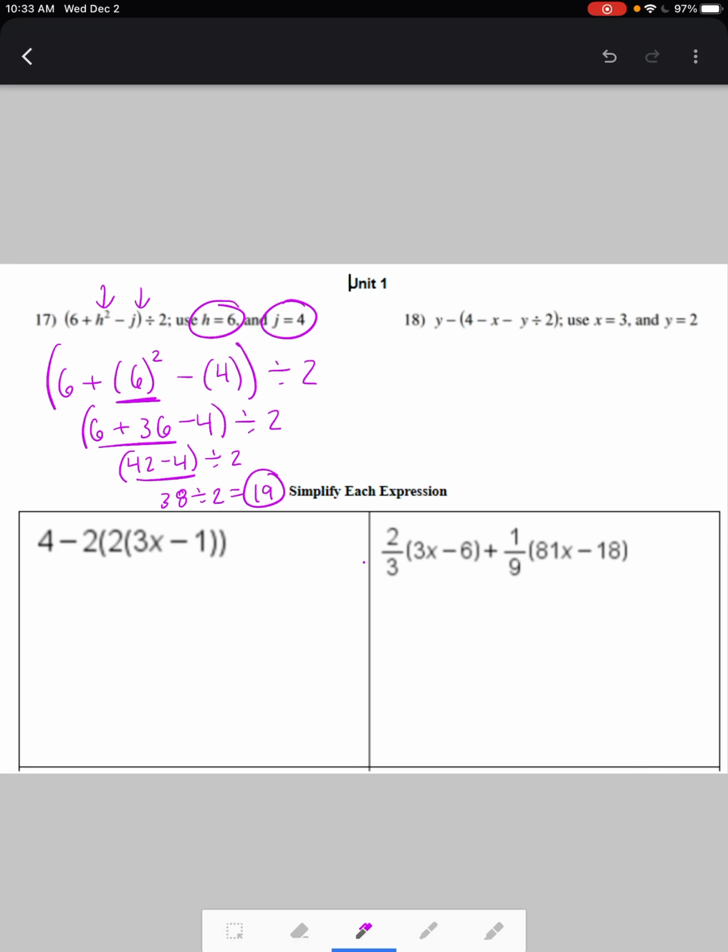Again, plug in, follow PEMDAS, and you'll be in good shape. I left the next question, again, for you to practice plugging in, practice doing some of those order of operations, see how you do.